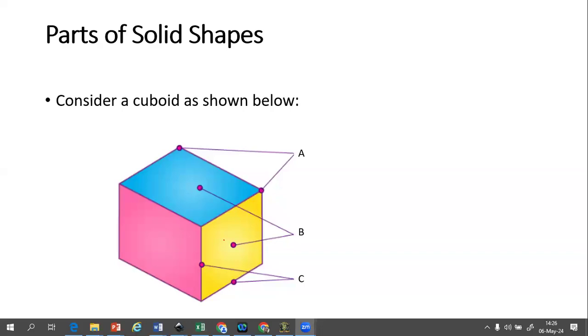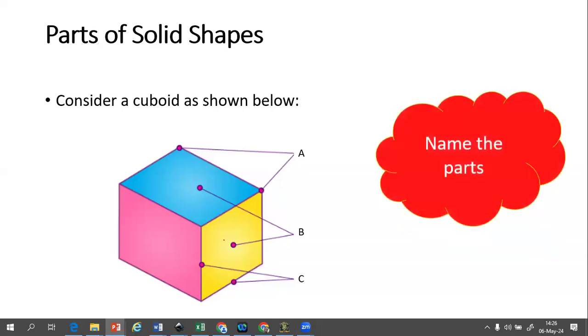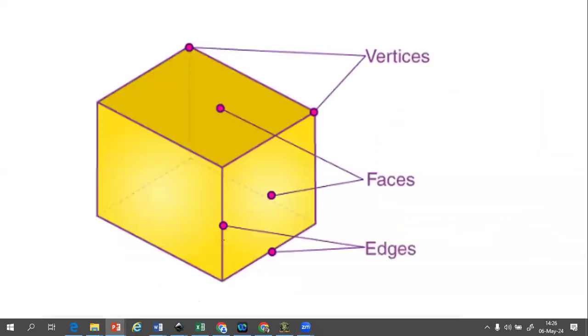C is the height. Sure. C is called the edge. Very good. So C is called the edge, A is called the vertex, and B is called the face. Another name for a vertex in simple English, you can call it the corner. So when you hear a corner, that is what we call a vertex. We use vertex in mathematical words, but in simple terms it is what you call the corners.